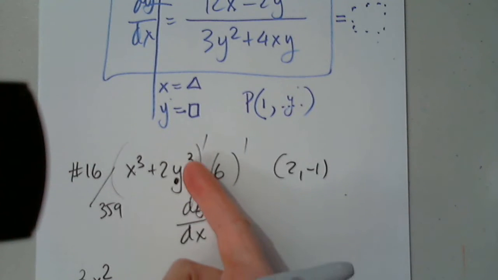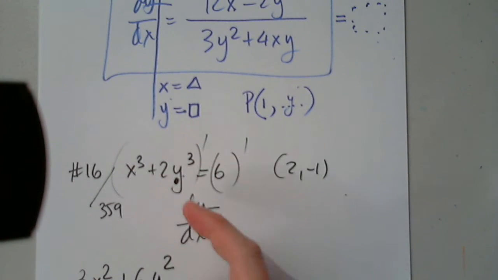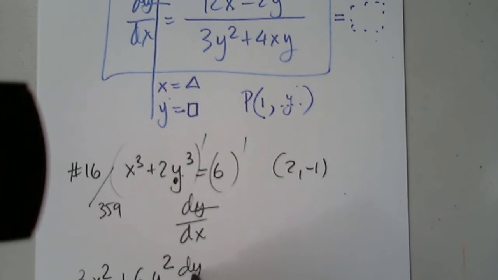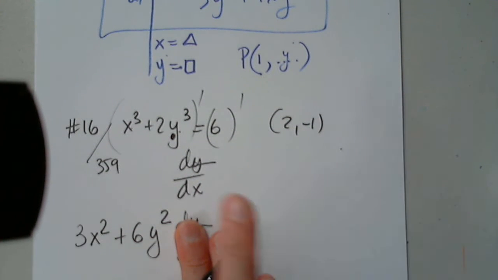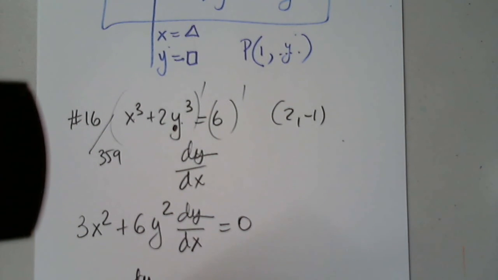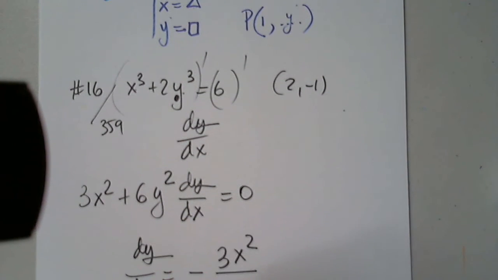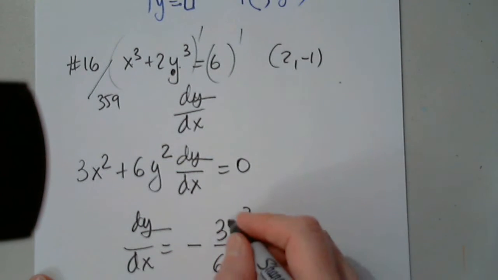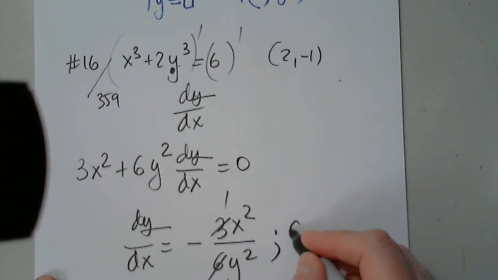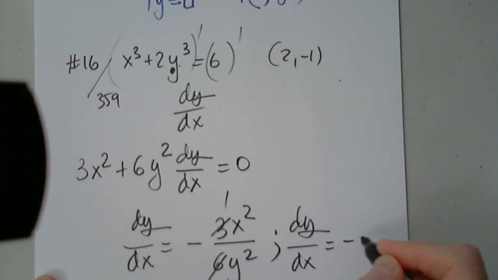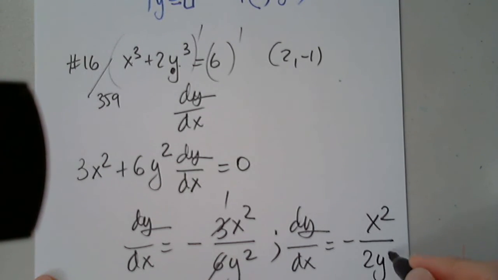3x squared plus 6y squared times the inner function prime equals 0. I will solve for this, moving 3x squared to the other side and dividing by 6y squared. So then dy over dx equals negative 3x squared over 6y squared. Yes, I will simplify. Don't write an equal symbol here. So dy over dx equals negative x squared over 2y squared.